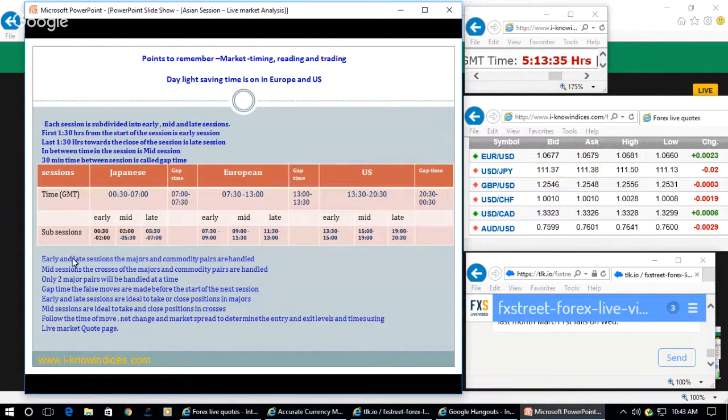Then these are all the session timings. So we have the daylight saving system on in Europe as well as US. So the Japanese session gets over by 7 GMT. 7 to 7:30 GMT is the gap time before the start of the European session. 7:30 to 13 GMT is the European session. 13 to 13:30 GMT is the gap time before the start of the US session. 13:30 to 20:30 is the US session. 20:30 to 0030 GMT of the next day is the gap time before the start of the next day Japanese session. This is how you come across the market is 24 hours.